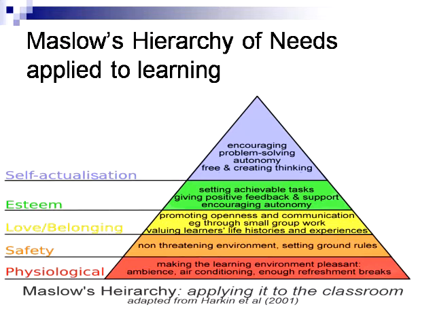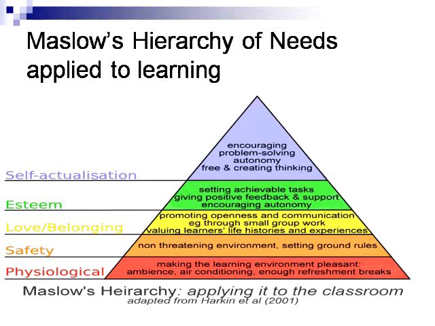Love/belonging is promoting openness and communication, e.g. through small group work, valuing learners' life histories and experiences. Esteem is setting achievable tasks, giving positive feedback and support and encouraging autonomy. And self-actualization is encouraging problem solving, autonomy and free and creative thinking.